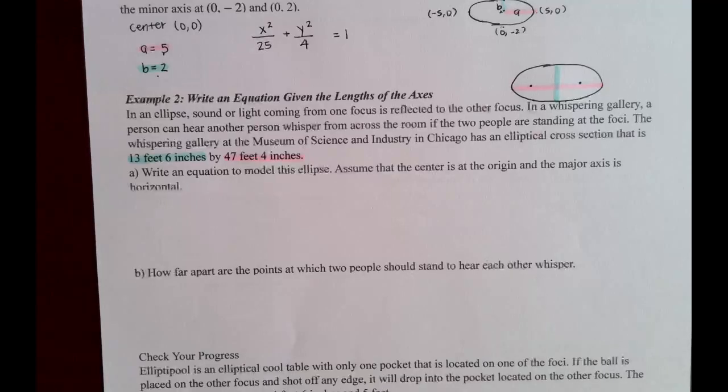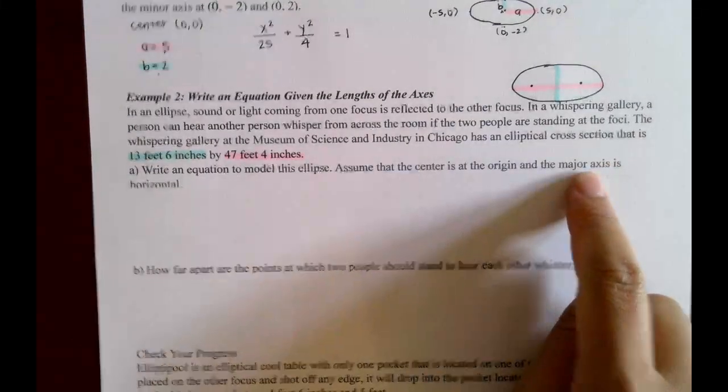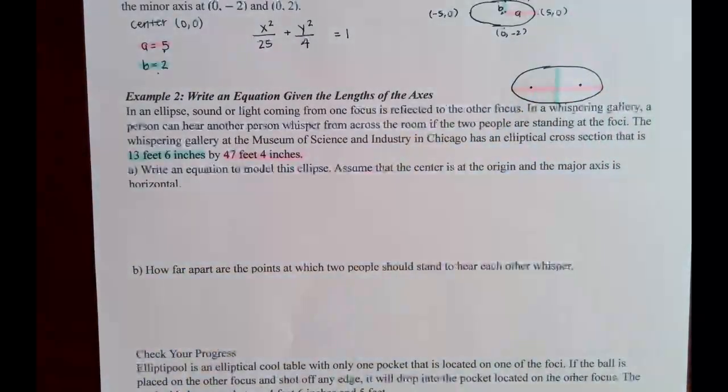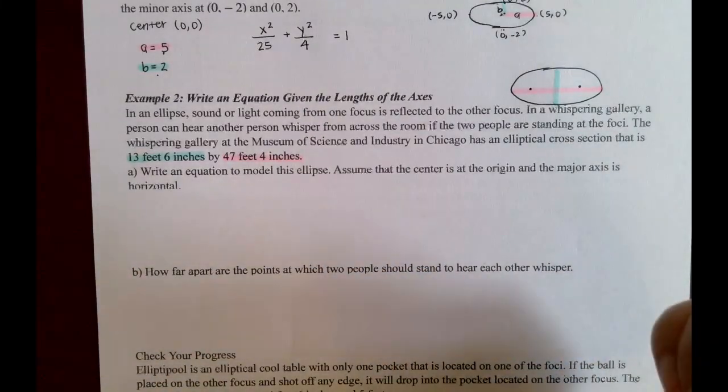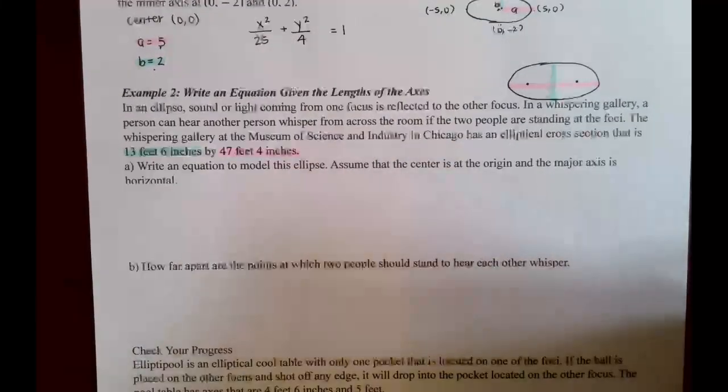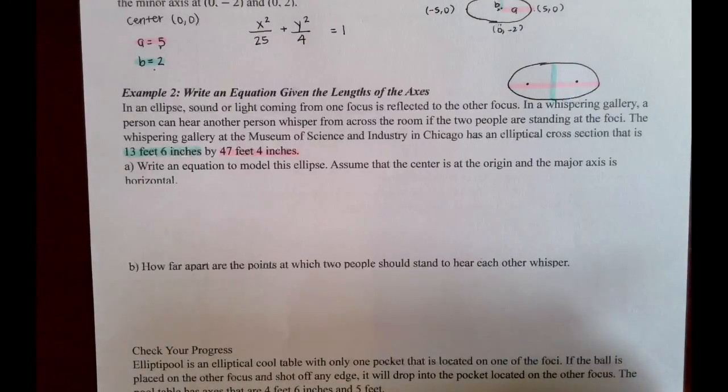Okay. We want to write an equation to model this ellipse. Assume that the center is at the origin, so it's just the x squared, y squared, and it tells us the major axis is horizontal, so it'll be this way. Okay. So that means A here will go under x. Okay. So what we're going to do is figure out where the halfway is.